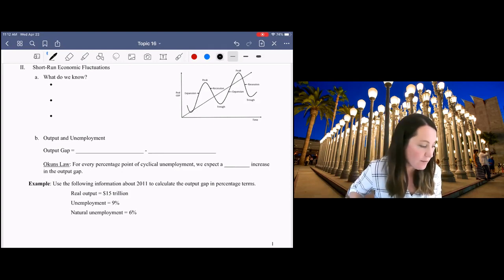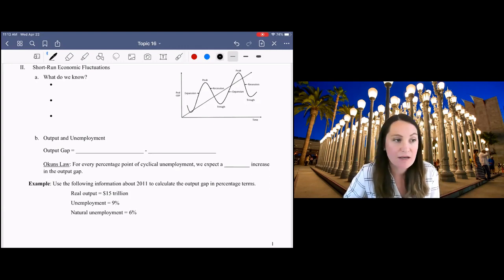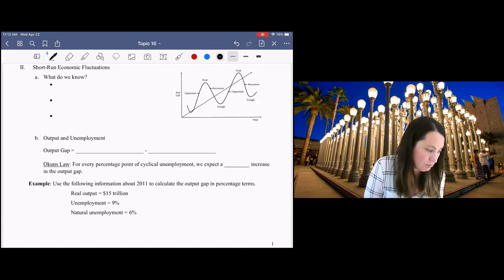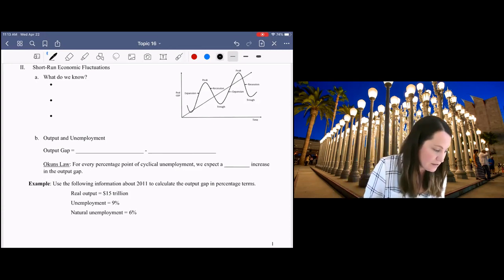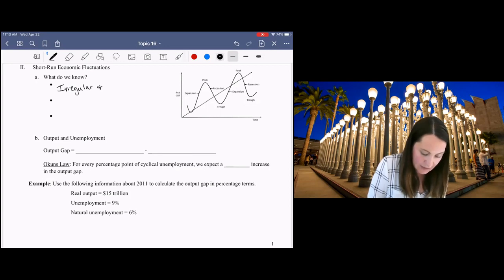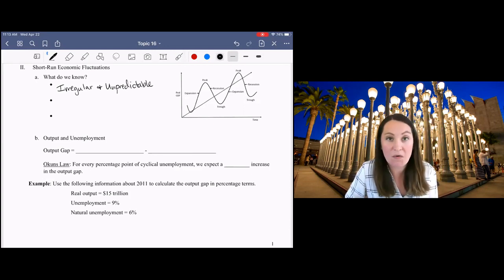All right, so what do we know about short-term business cycle fluctuations? Well, we know that they happen, right? Because we can see in the data that we have these ups and downs and swings around our long-run economic growth rate, okay? And we know that they are irregular and unpredictable. A lot of people spend a lot of time wondering what's going to happen in the economy in the future, but so far we don't have a good way to predict when another recession will occur, how long a recession will last, or whether an expansion will continue.